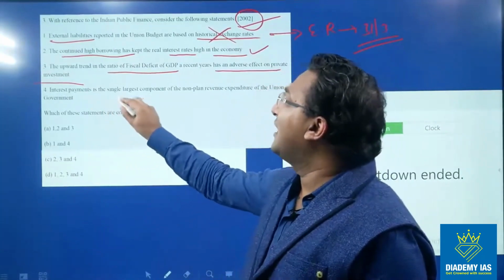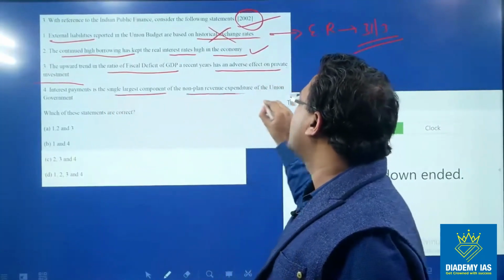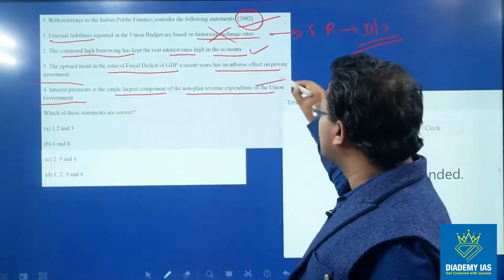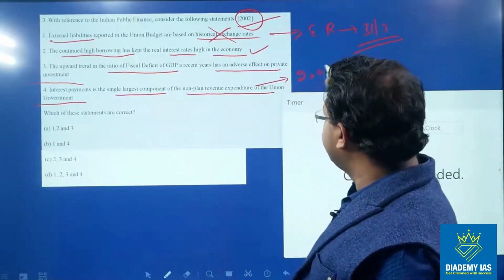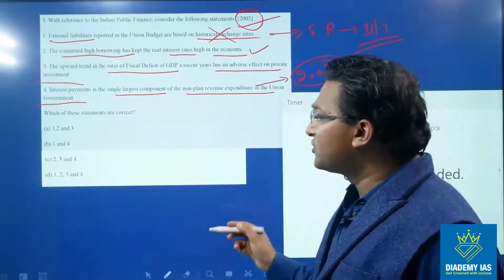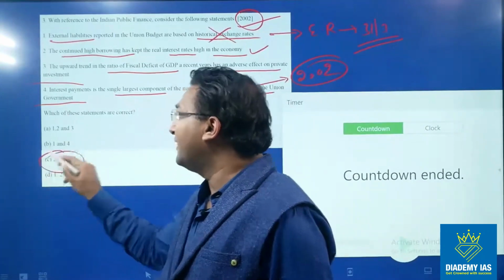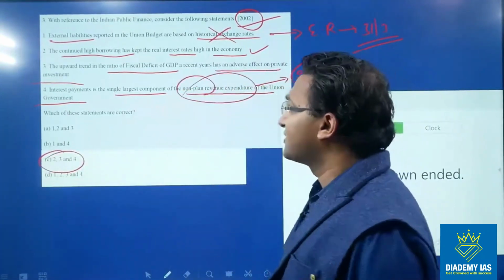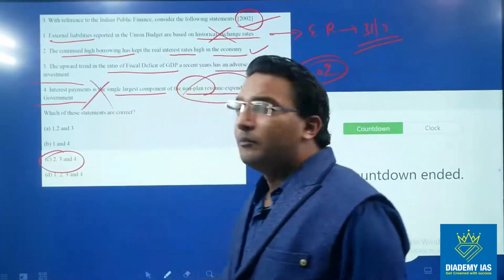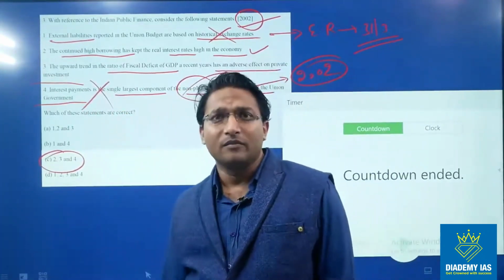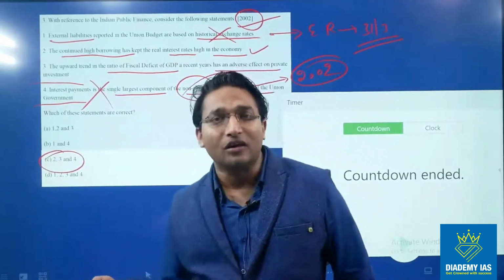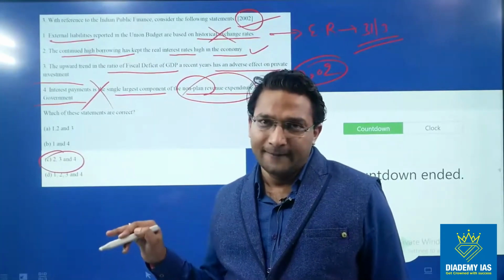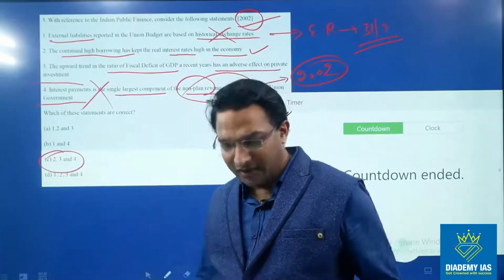Interest payment is the single largest component of the non-planned revenue expenditure of the union government. This is a current affairs question of that time. So the answer of this question is 2, 3 and 4. At that time the interest payment was the largest as far as non-planned revenue expenditure is concerned. So statement 4 will not be asked in the current time because we do not have any classification like non-plan. Plan and non-plan classification was abolished in the year 2017, right?